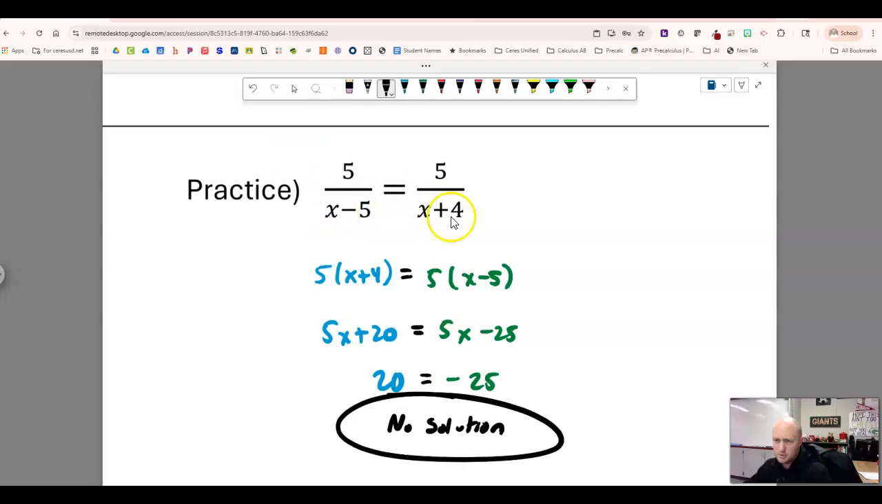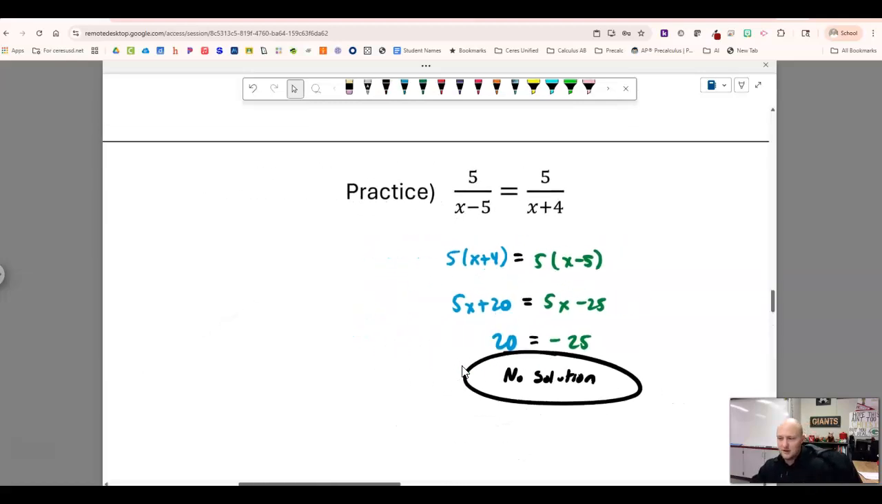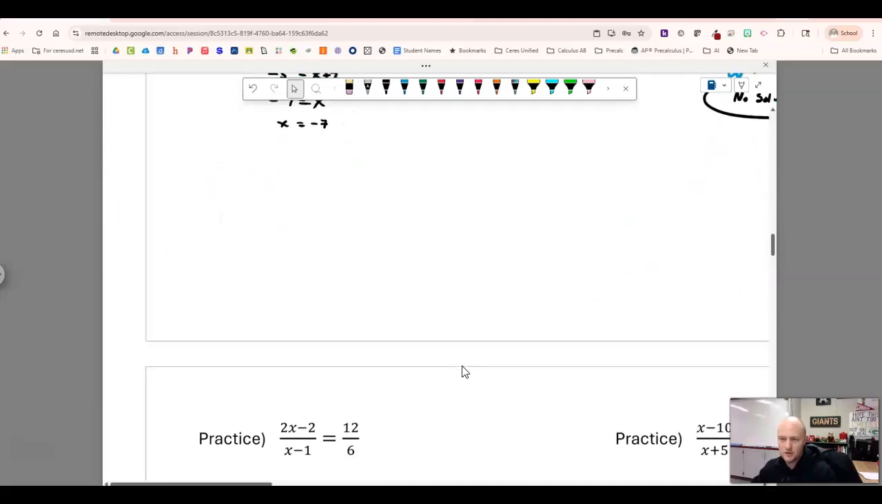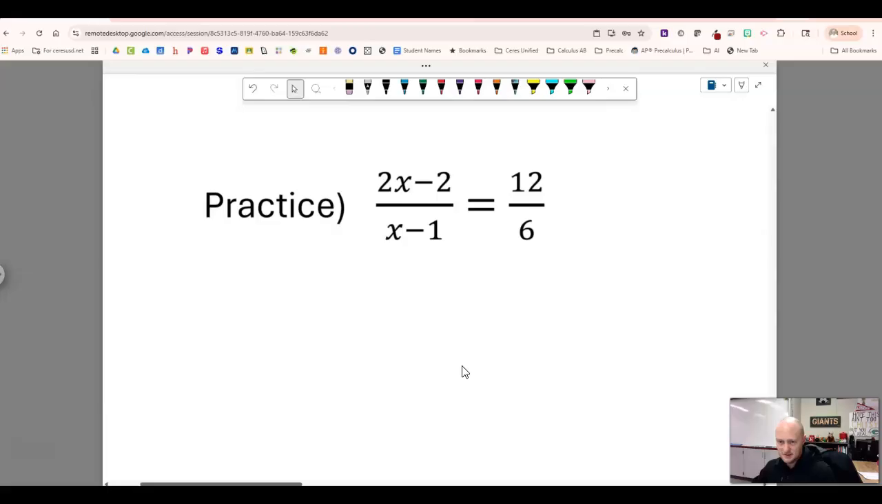Okay, cross multiplying in this one, you get 5 times x plus 4, 5 times x minus 5. 5x plus 20 is equal to 5x minus 25. When you remove the x's, you get 20 is equal to negative 25. That's a false statement, so we ignore that. No solution. No real solutions.